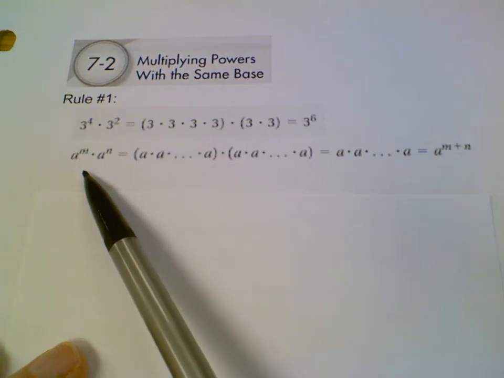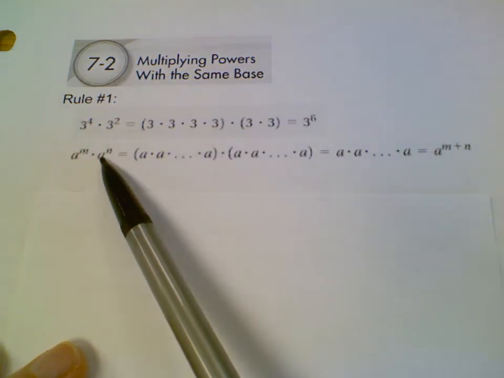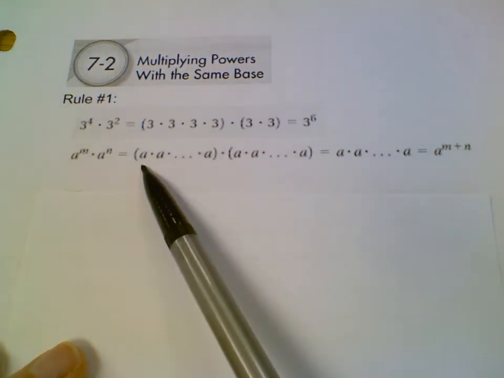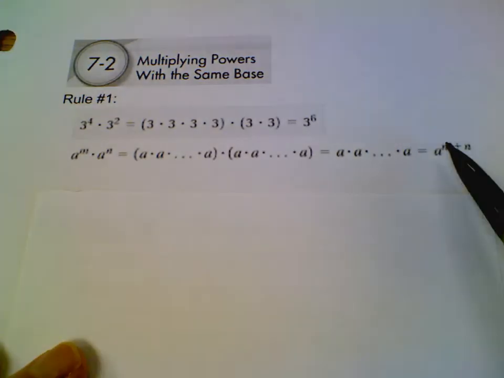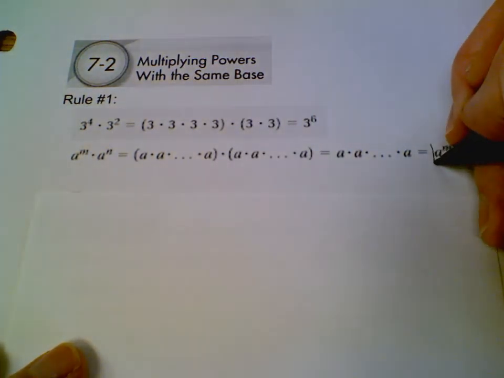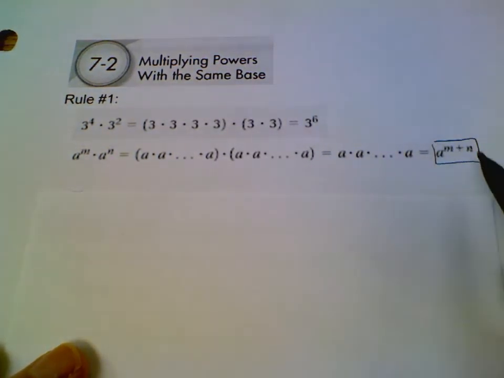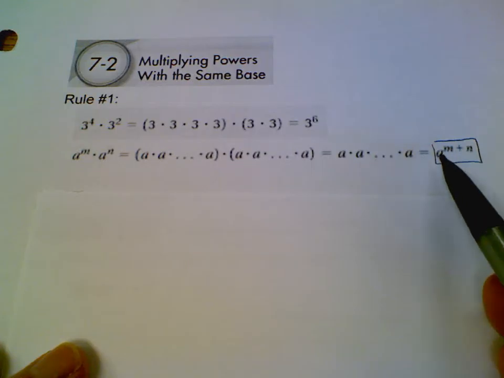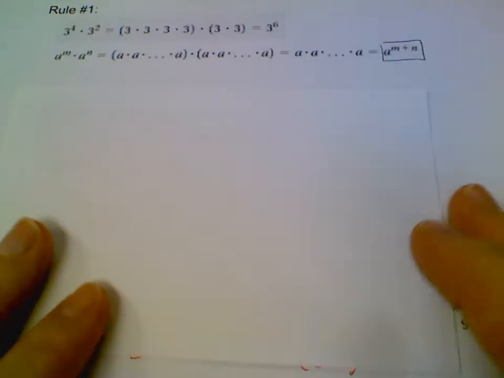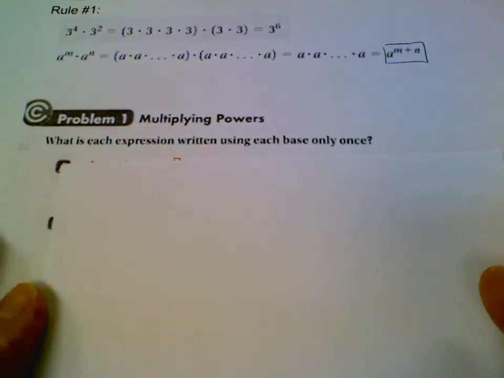So what they end up showing you is that when you multiply 2 powers, rather than writing it out every time, you can just add those 2 exponents together. So this is your first rule. I'm going to add my 2 exponents when I'm multiplying 2 like powers. Alright, let's take a look at some examples.